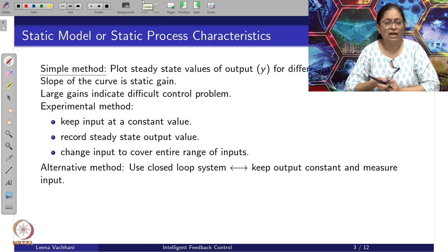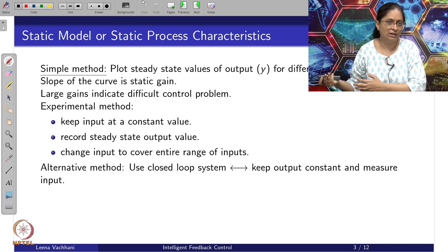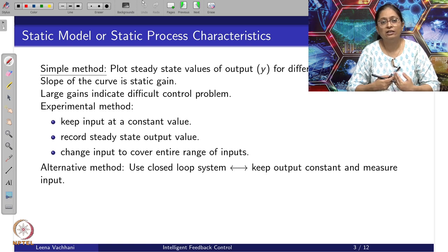Now, at the same time, we can have large gains associated with this input-output relationship. If this is a large gain, that also indicates a difficult control problem. So, we have not yet identified the dynamical model, but by looking at the static model gain itself, this large gain is indicating a difficult control problem. We can resort to some other method instead of the PID control method right away. It will also tell you how rigorous your model identification process should be. If your system has a large gain, you might resort to a more rigorous model identification method in order to have more accurate control answers.